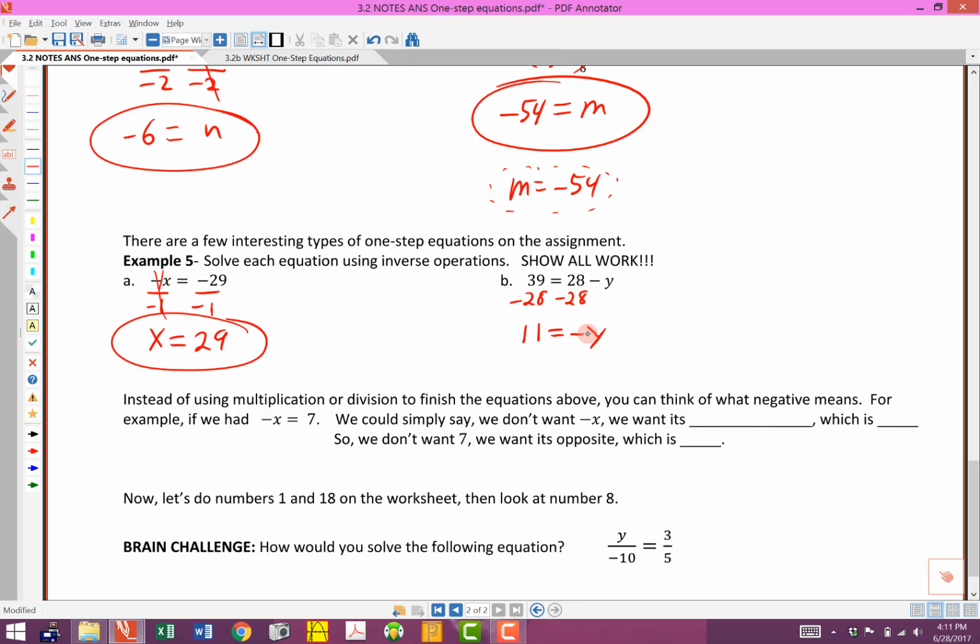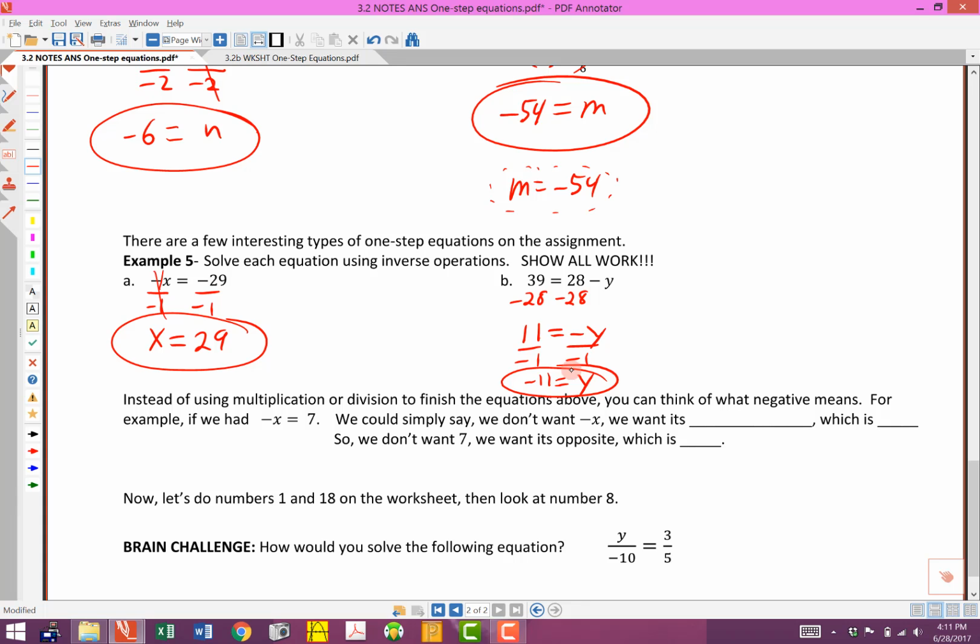We want that to be a positive 1. So I'm going to divide both sides by negative 1. So I end up with negative 11 over here, and I end up with y right there. Now, instead of using multiplication or division to change the sign of this, you could think of what the word negative means.